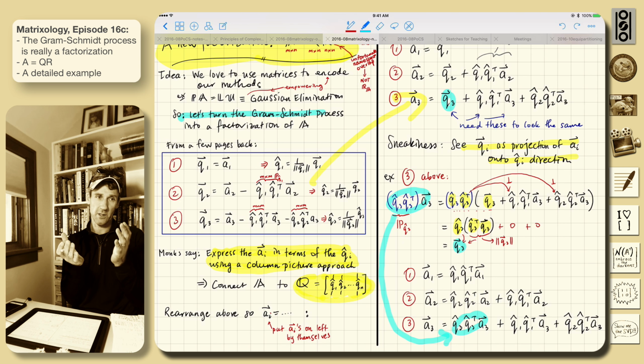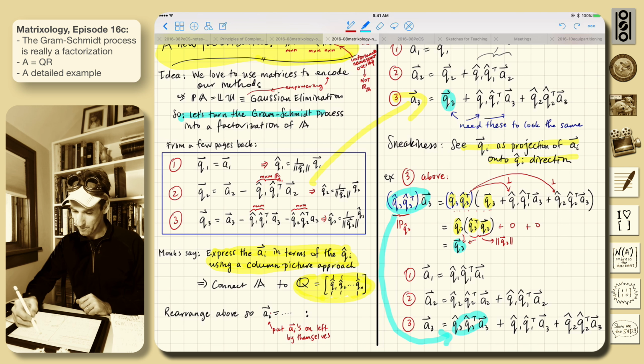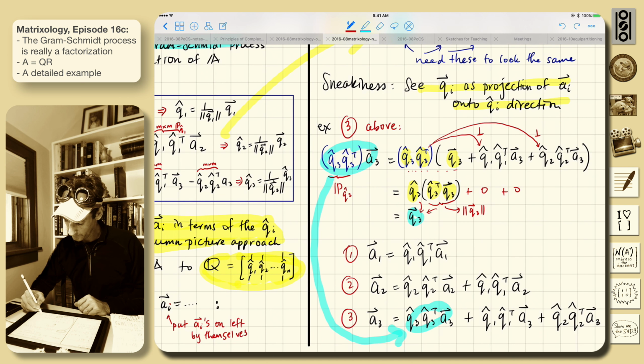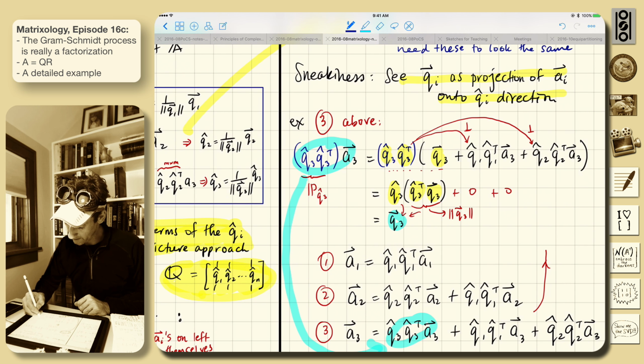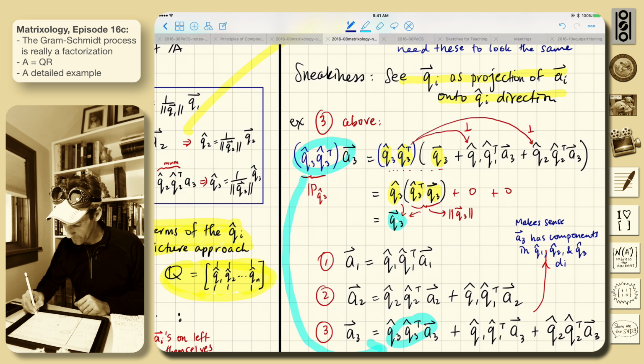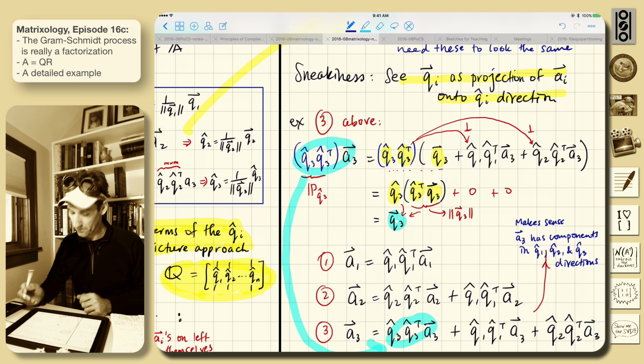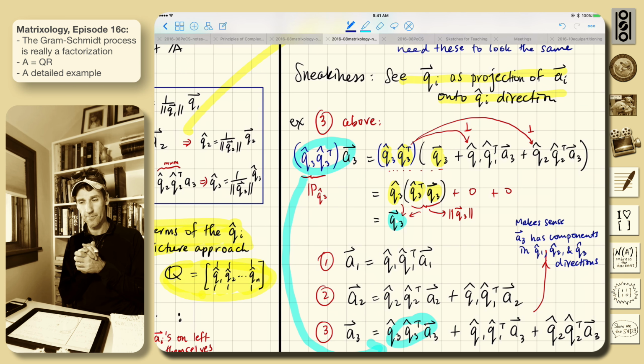So another thing is we could just say this is true. This has to be true, right? What we see makes sense. Everything makes sense. A3 has components, because they're at right angles, it's all good, in the Q1, Q2, and Q3 directions. So if we project onto all of those and then add them back up, we'll get A3 again.